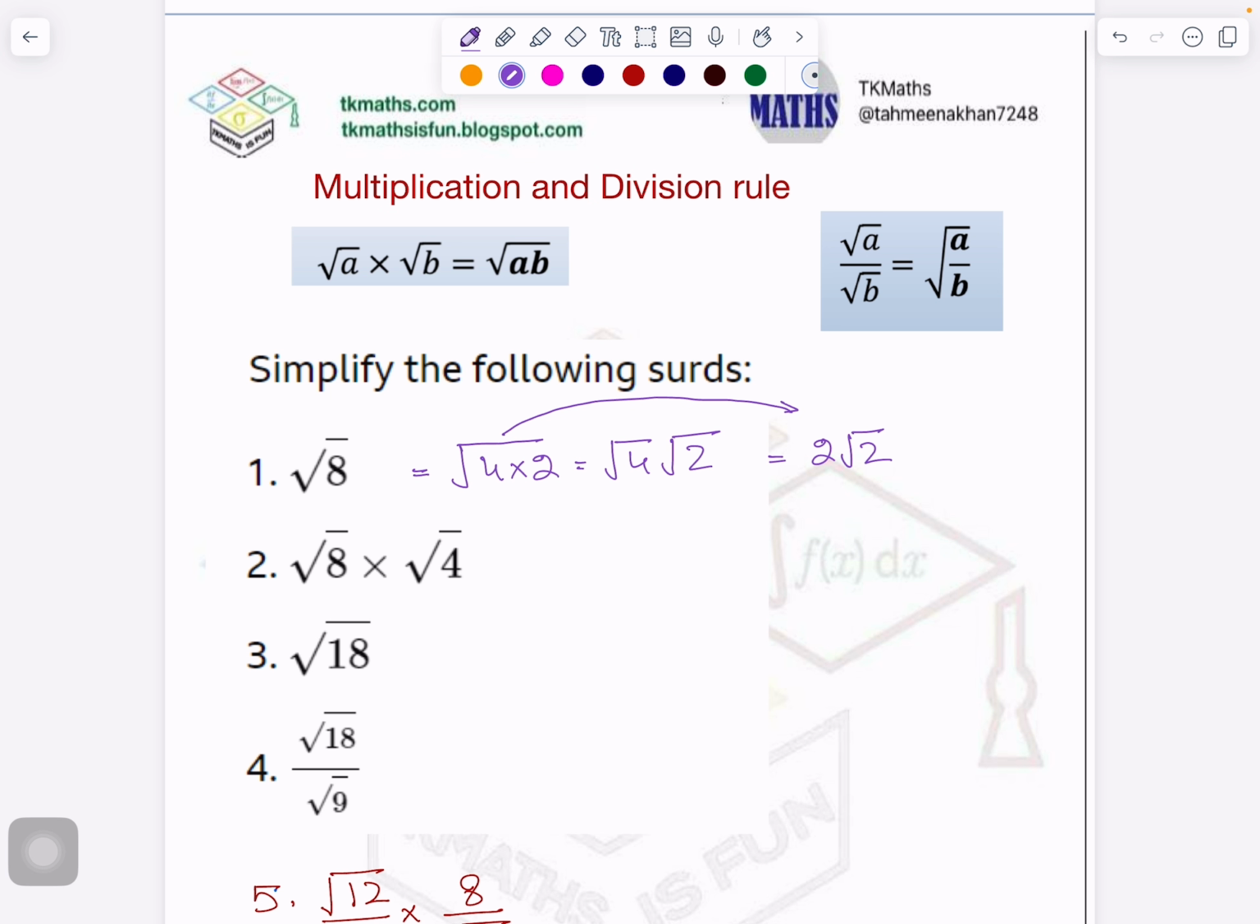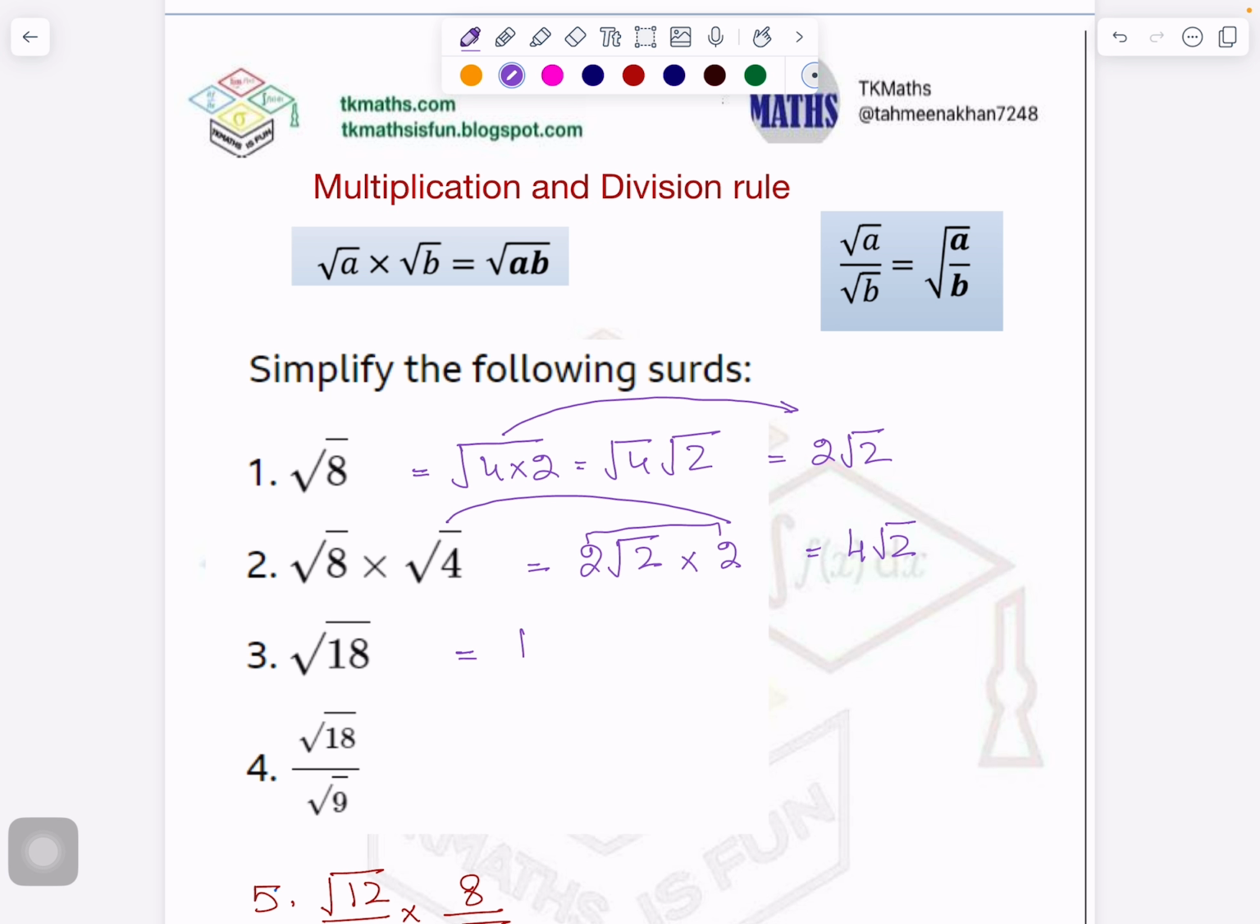So now, number 2, root 8, now I know is equal to 2 root 2. Once you do a few sums as practice, automatically you will know which are simple parts and can be written directly. And then root 4, which is here, can be written as 2. So this 2 and this 2 will multiply, it will become 4 root 2.